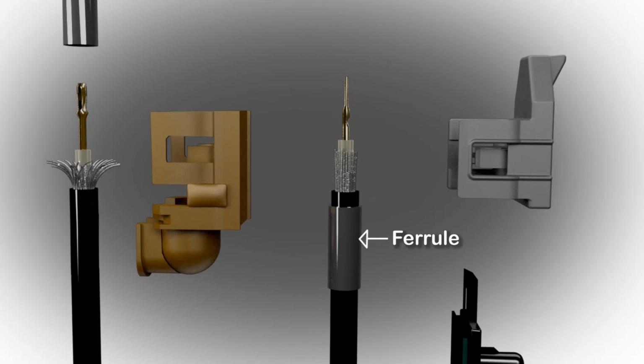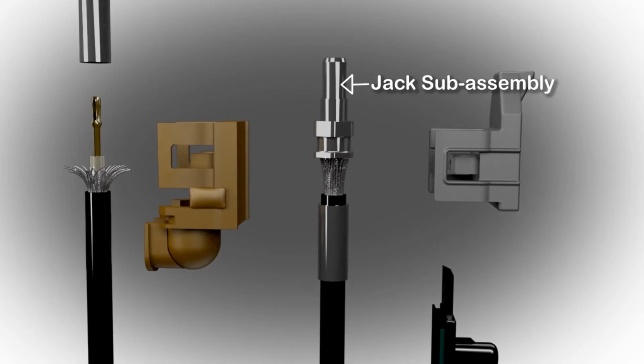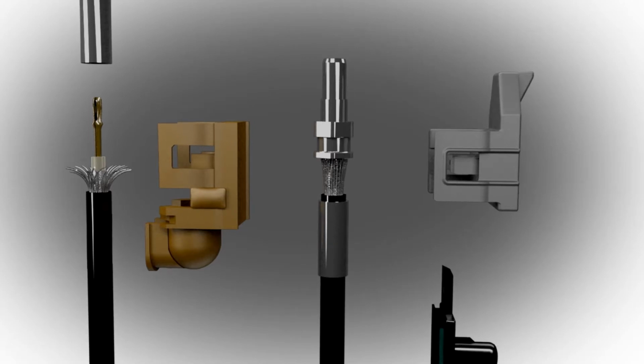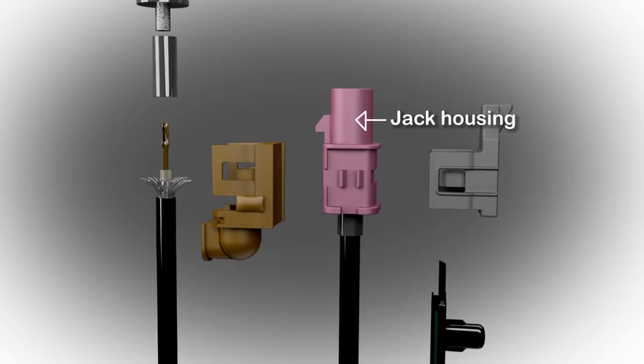Ferrule, which provides protection for the exposed end of the cable. Jack or plug subassembly, which provides the interface to connect to other systems. Jack or plug housing, which houses the jack or plug subassembly and prevents damage.